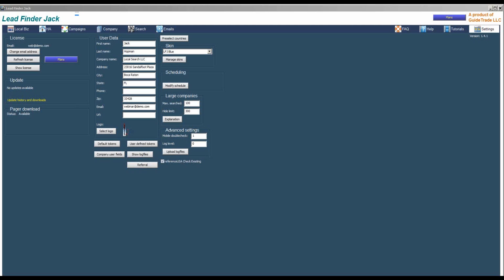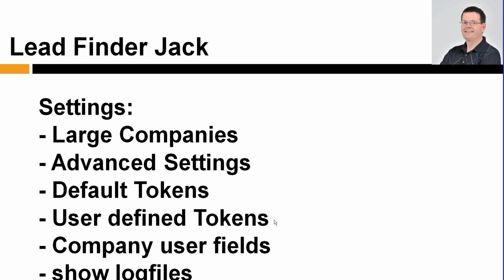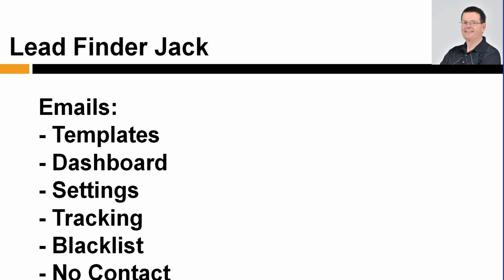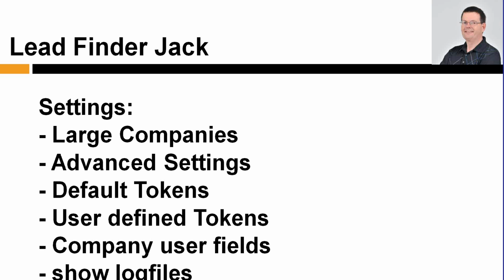So let me go back to the presentation. Settings, large companies, advanced settings, default tokens, user-defined tokens, company user fields, show log files. Okay, so that concludes the settings. Anybody has a question about the settings?